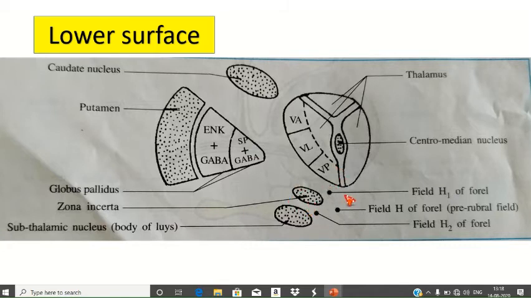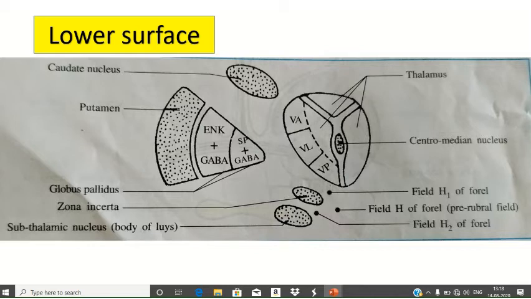Then coming to the lower surface, the thalamus is related to the zona incerta. Here I am showing you a schematic diagram to remember and identify easily. The inferior surface of the thalamus is related to the zona incerta, then the subthalamic nucleus, and then the subthalamic prolongation of the midbrain containing the rostral end of the red nucleus. That I'm not showing in the picture, but remember, the rostral end of the red nucleus is also related to the inferior surface of the thalamus.